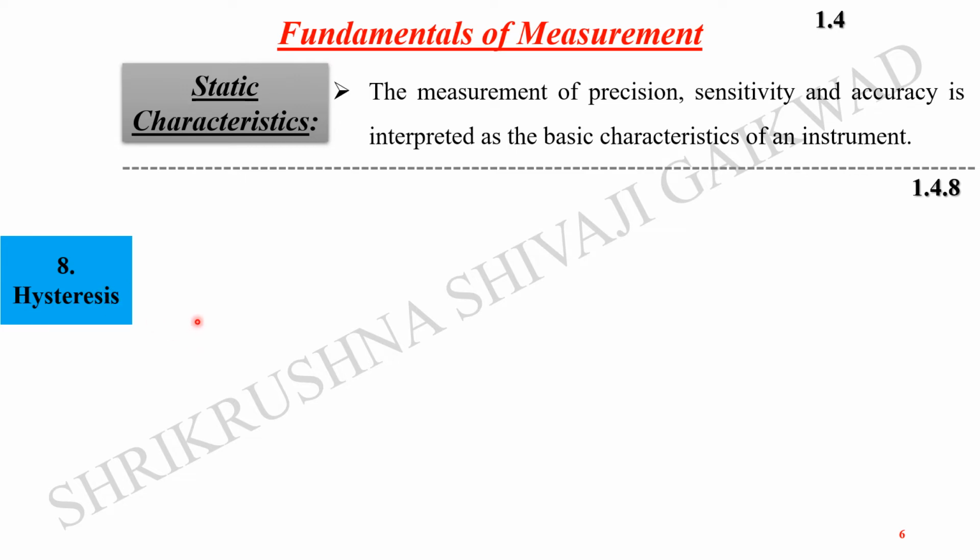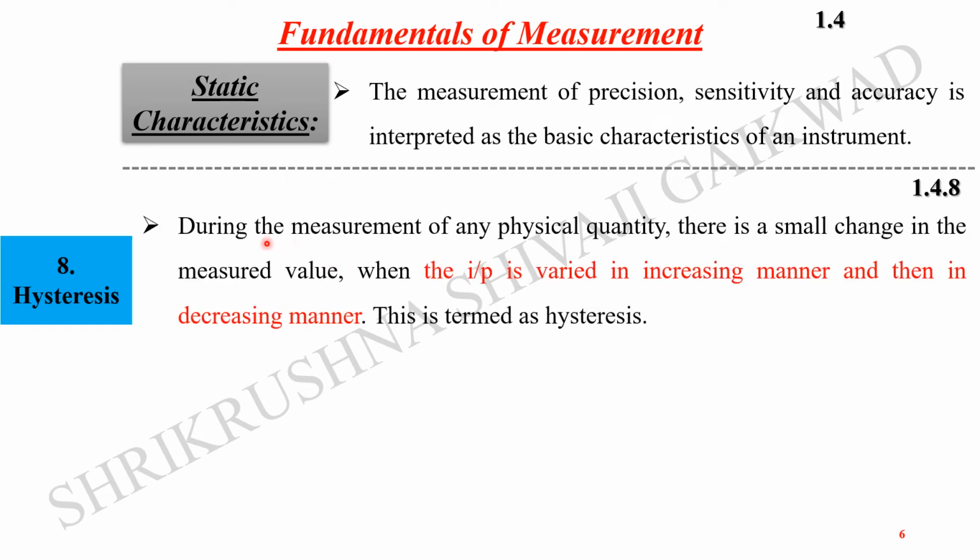Hysteresis is nothing but we are just trying to measure the output value by changing the input in one direction and again reverting back, or else increasing the value of the input and again trying to follow the same path but in the opposite direction, so decreasing the value, and you can get the hysteresis curve. So during the measurement of any physical quantity, there is a small change in the measured value. What is that small change in the measured value when the input is varied in an increasing manner and in a decreasing manner? This is termed as the hysteresis.